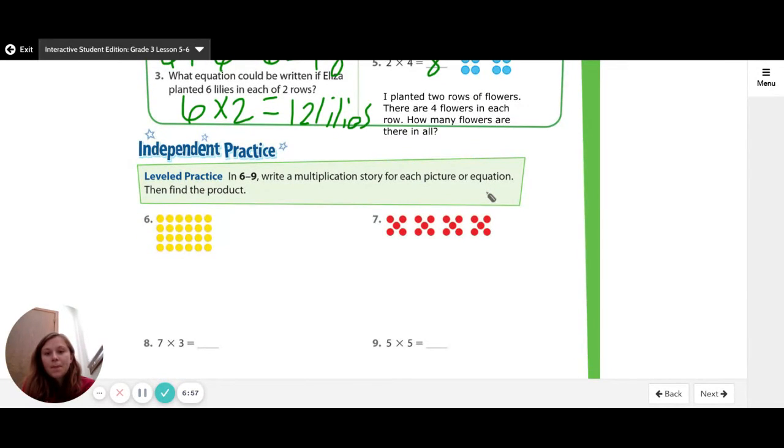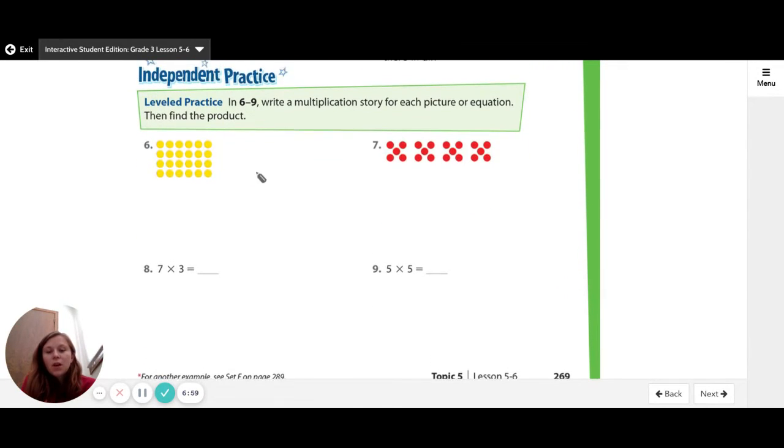Let's look at the bottom. We have a couple more to practice. We're going to practice 6 and 8 today. We want to write a multiplication story for each picture or equation and then find the product. So we're going to cross off 7 and 8 for right now.